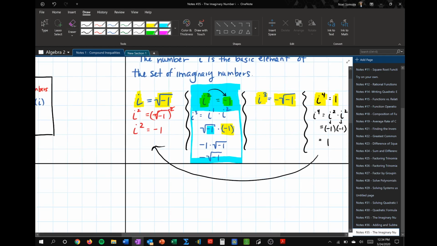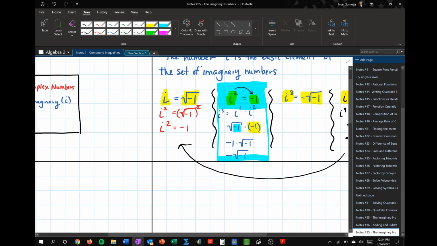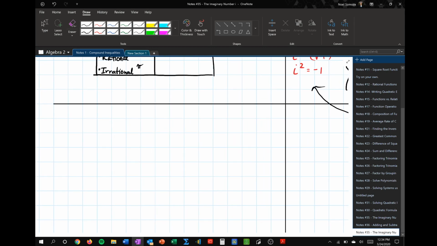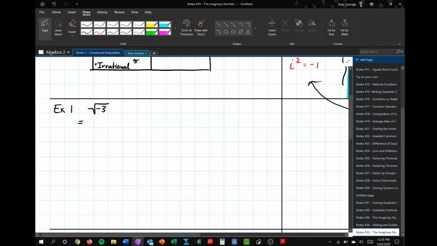So now let's actually try to simplify some of these. Let's do some examples. Let's start here with example number 1. With example 1, you're starting with the square root of negative 3. Our job here is just to simplify, which means write it in the simplest form. Because we have a negative inside, typically with another problem we would have said this is imaginary and then stopped. But now because we know what i is equal to, we have to actually convert it.